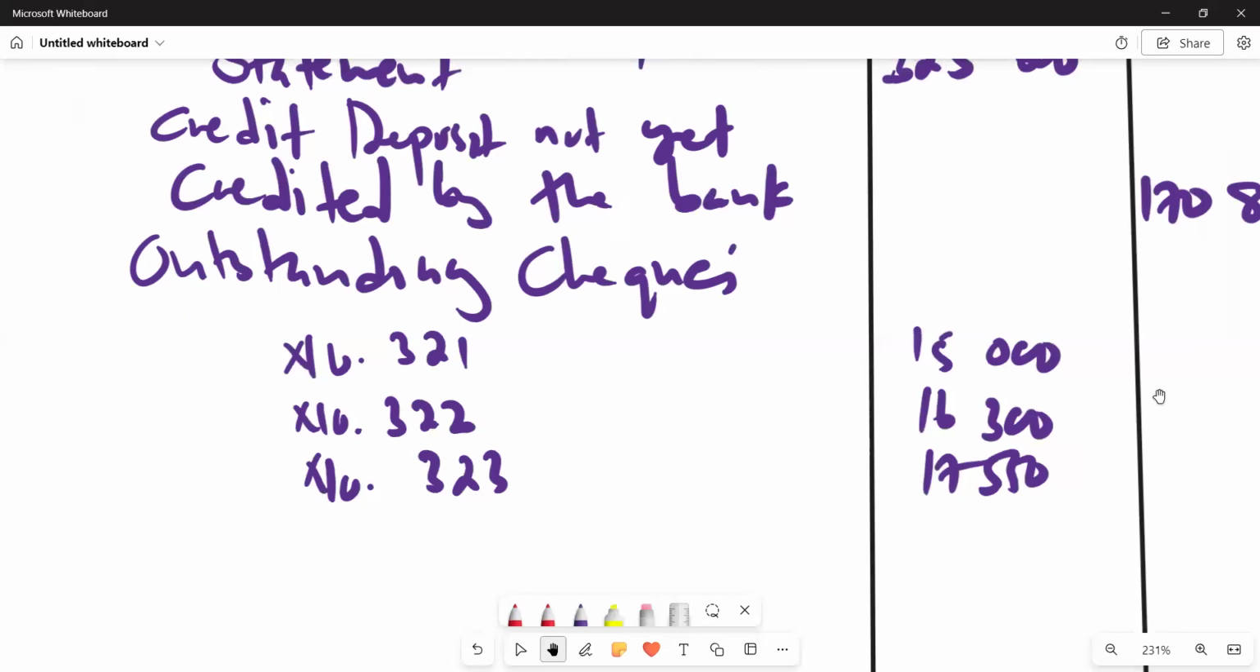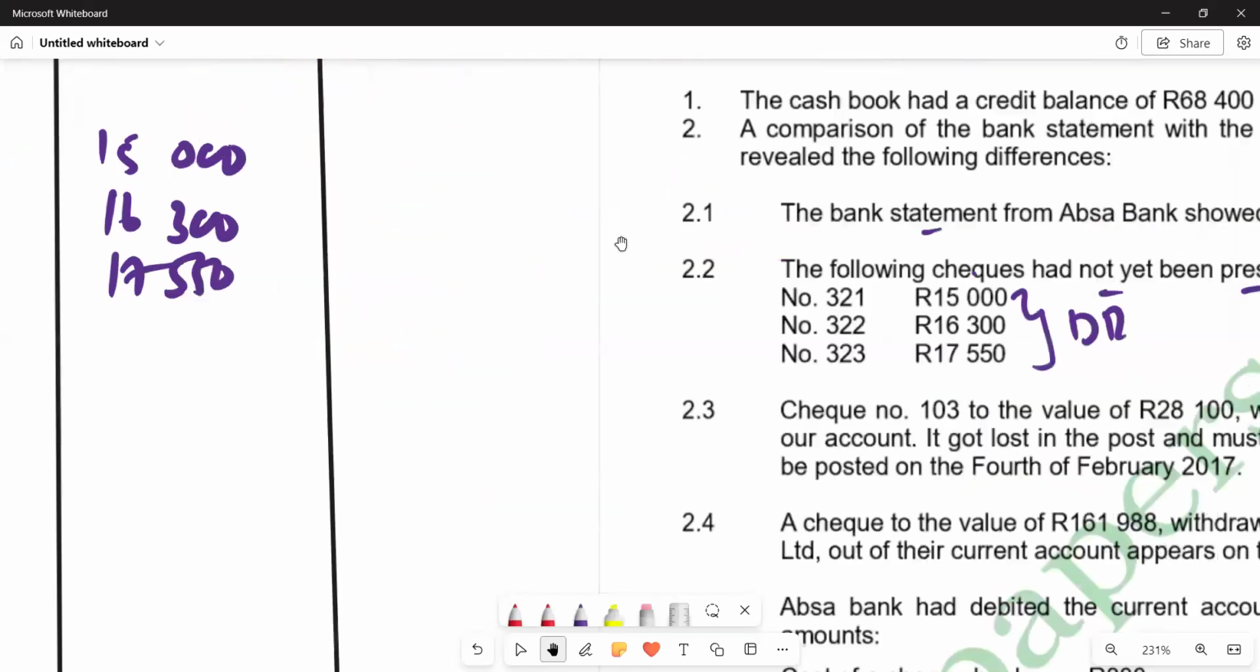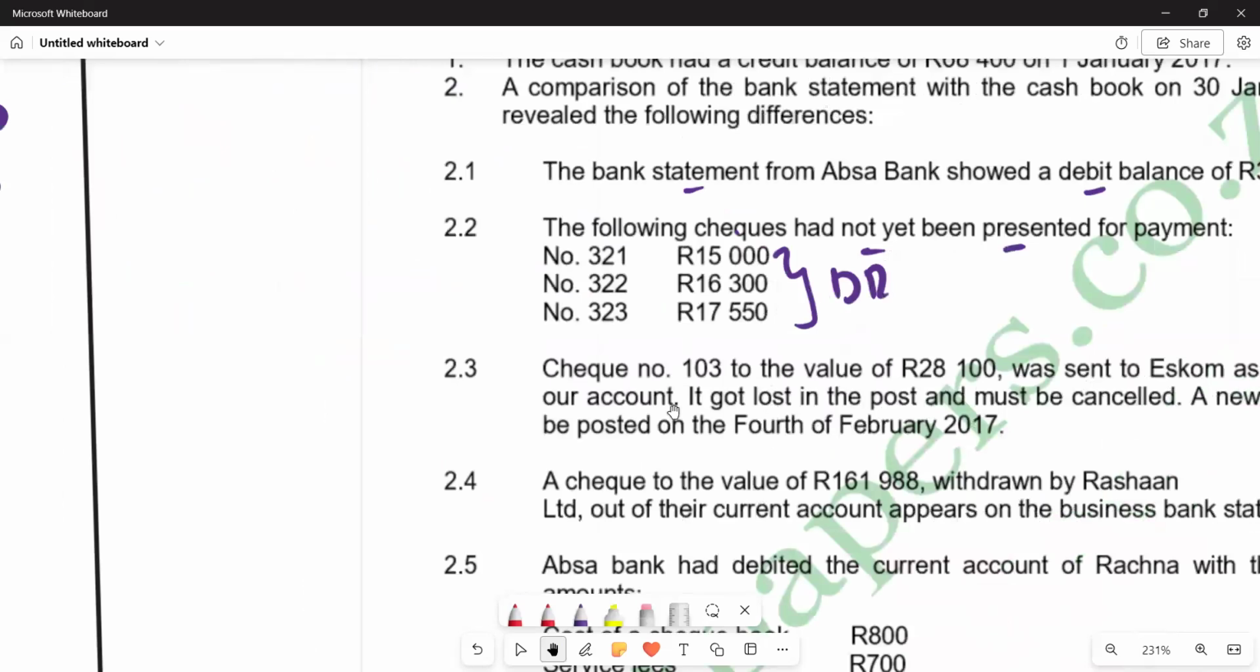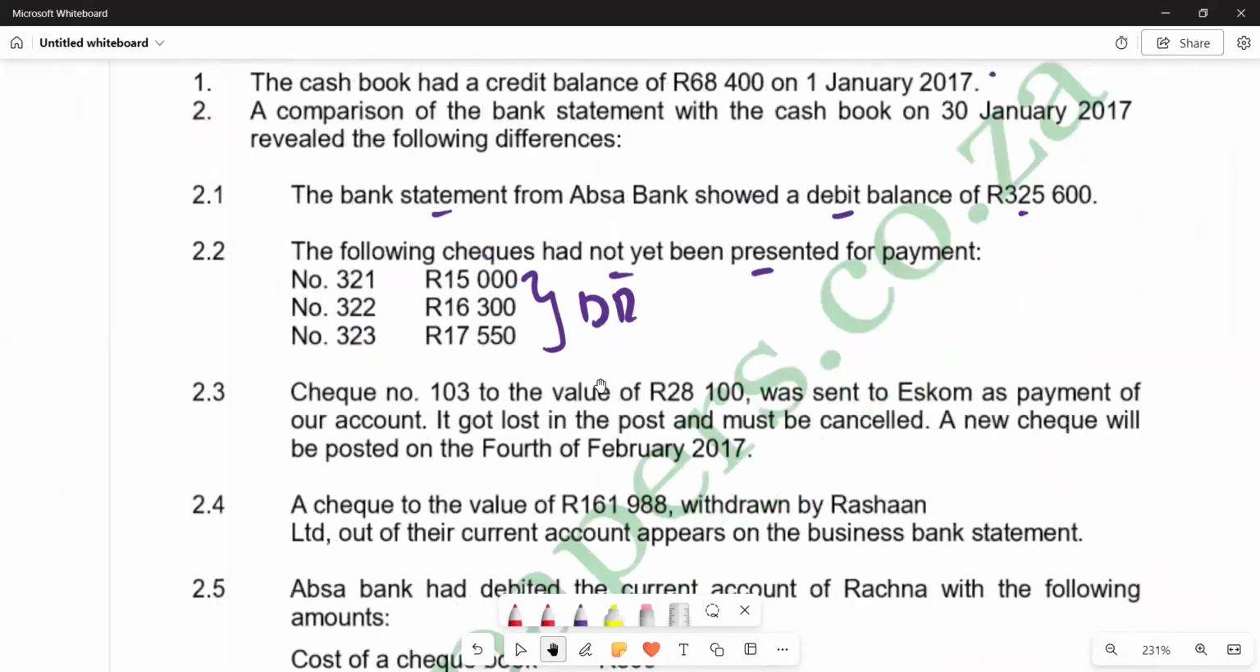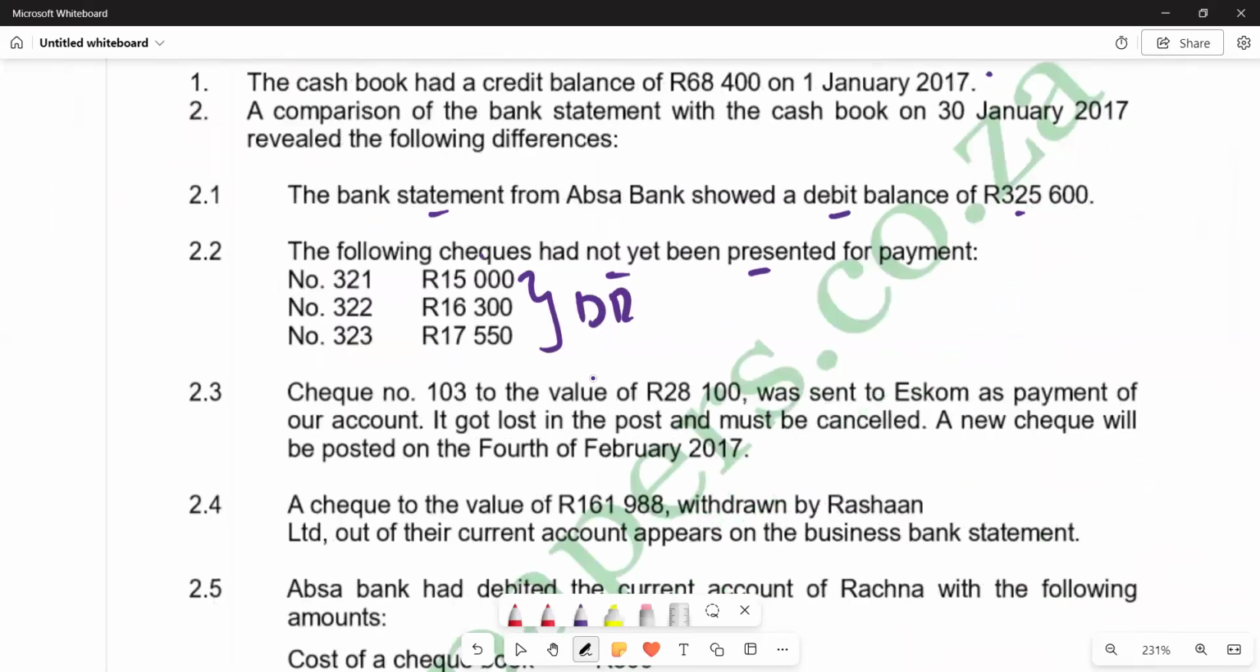Then you can look for an adjustment beneath that. So I believe we are told that a check number 103 to the value of 20,100 was sent to ESCOM as a payment of our account, it got lost in the post and must be cancelled. So this check did not reach the bank, it got lost along the way. So it was already in our ledger, so it needs to be removed in the ledger. On the bank statement, there's nothing that we're going to do because it didn't reach the bank. So we are going to skip it, and it's going to affect our bank account in the ledger or our journal. So we go to the next one, 2.4.